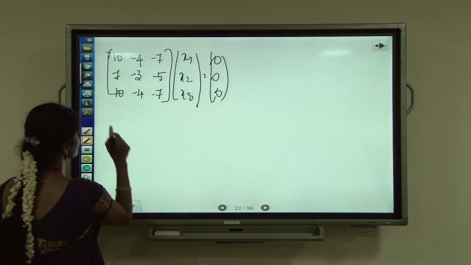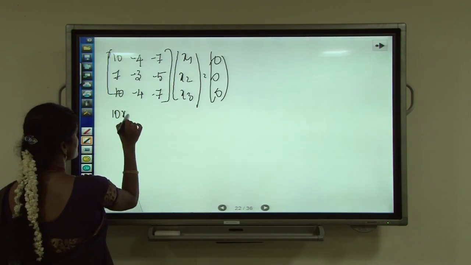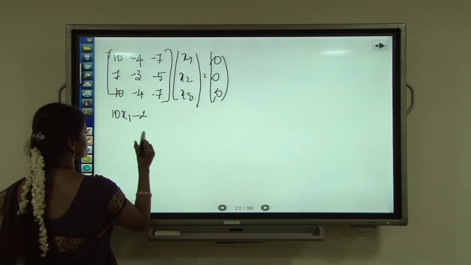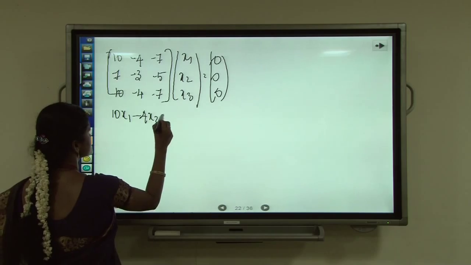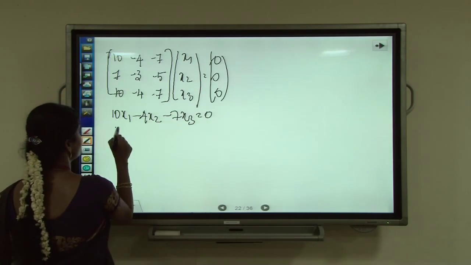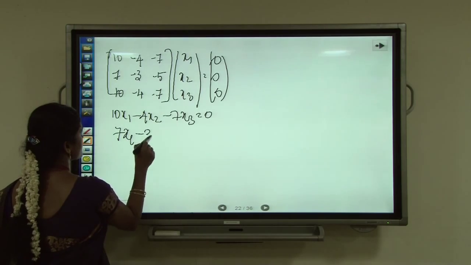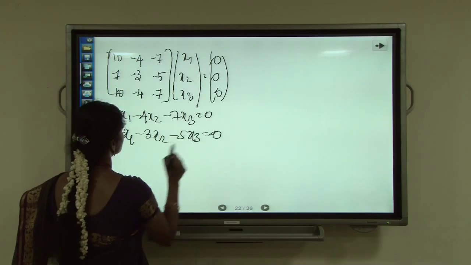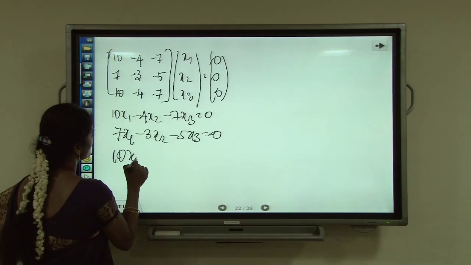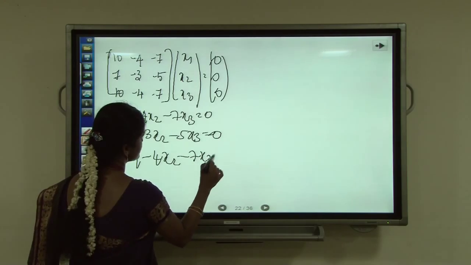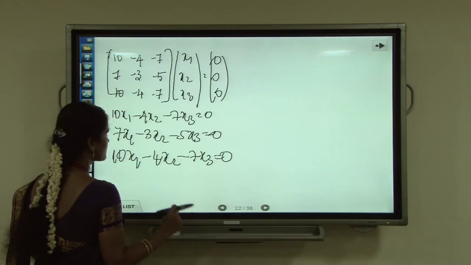Reduce into an equation form. It is 10x1, first row with this column, minus 4x2 minus 7x3 is equal to 0. Then 7x1 minus 3x2 minus 5x3 is equal to 0. Then 10x1 minus 4x2 minus 7x3 is equal to 0. Okay, I am solving this.